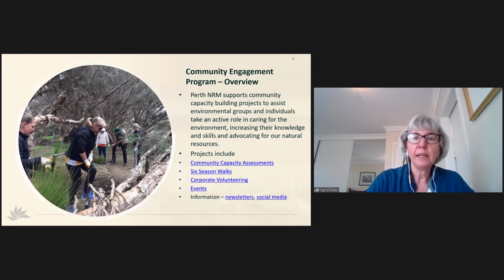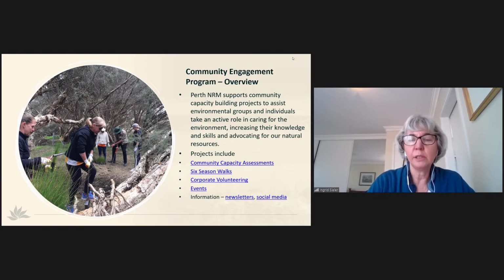So this next slide is just an overview of our community engagement program at Perth NRM. And what we look to do is support community capacity building projects that overall assist environmental groups and individuals to take an active role in caring for the environment. We look very much at increasing their knowledge and skills and to advocate for our natural resources.